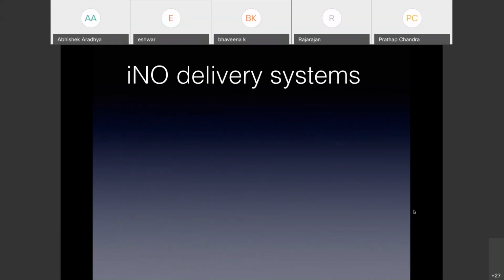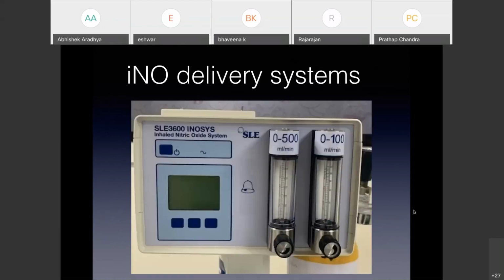There are various iNO delivery systems available. What we use in our unit is called SLE Inosis, and there are other, much better digital nitric oxide delivery systems available. In here, I'm sorry, it's switched off, but there is a digital system which gives you the amount of nitric oxide in the cylinder and the amount of nitric oxide being delivered. For example, if you keep it at 20 parts per million, it shows 20. Then it also tells you the nitrogen dioxide levels.